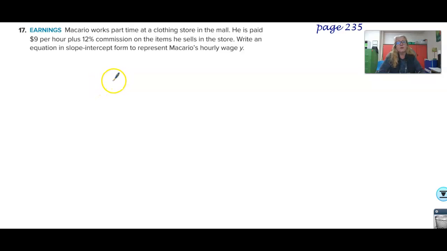Macario works part-time at a clothing store in the mall. He is paid $9 per hour plus 12% commission on the items he sells in the store. Write an equation in slope-intercept form to represent Macario's hourly wage, Y.